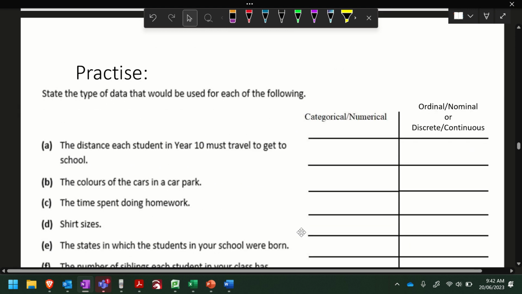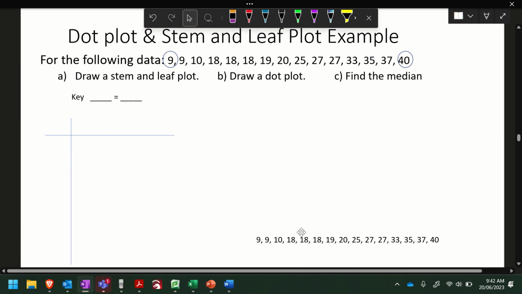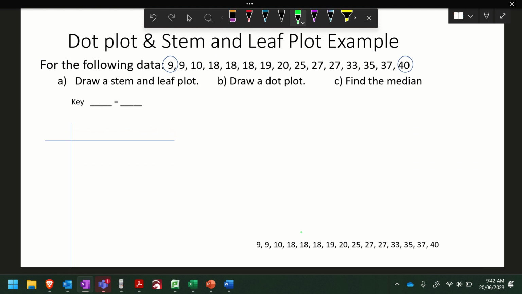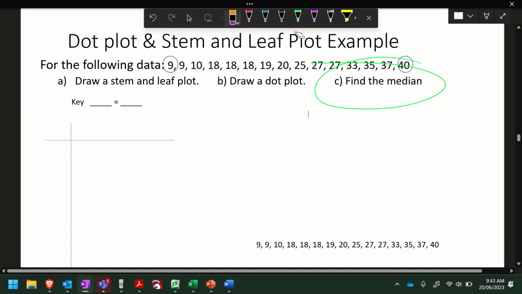All right, next one and the second last one here. Actually, we won't do this one. We'll just go straight to this one. All right, next is the stem and leaf plot. Remember, still numerical data. For this, we need to draw a stem and leaf plot, draw a dot plot, and then find the median. Three things.